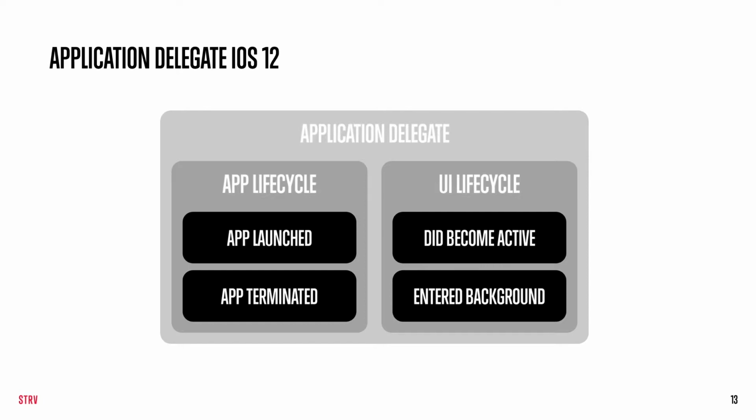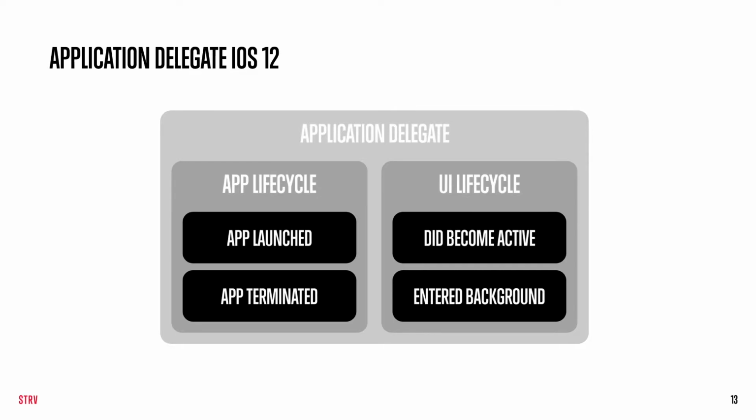Now let's move on to the application delegate. This is how it looks in iOS 12. The application delegate takes care of the app lifecycle, like app launch and app terminated, but also the UI lifecycle, like did become active and did enter background. And as I said, this doesn't make sense anymore, because it tells that the whole app did become active, but we need to separate between the scenes.